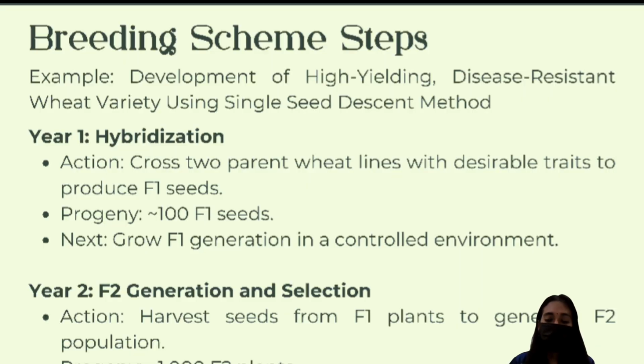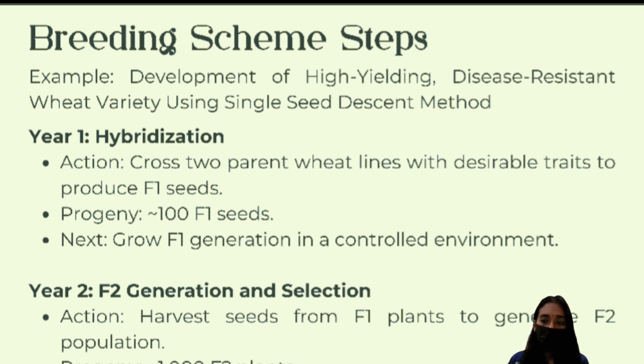The single seed descent method is an excellent tool for rapidly advancing through generations, allowing plant breeders to achieve desirable traits in a fraction of the time compared to traditional methods. So now let's take a look at how this method plays out throughout the years. Our journey begins in year 1 with hybridization. In this step, we cross two parent wheat lines that exhibit desirable traits such as high yield potential and resistance to diseases like rust or blight.